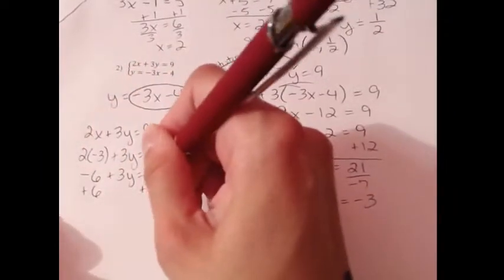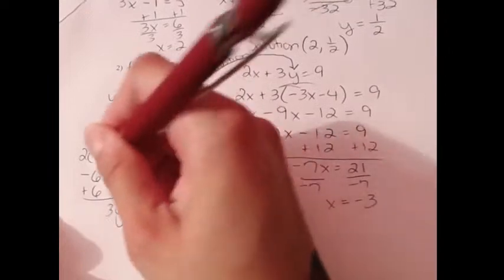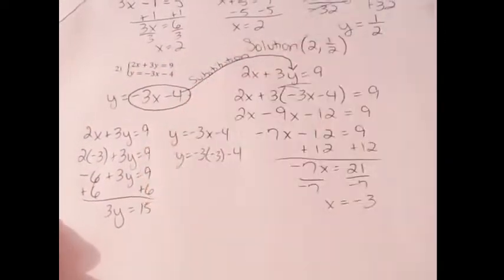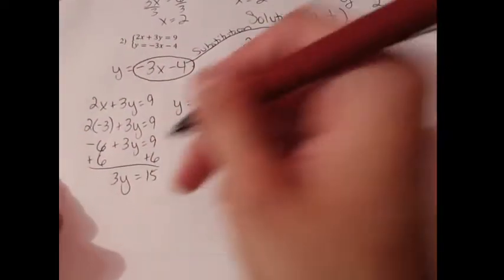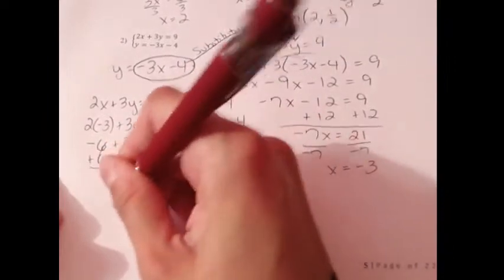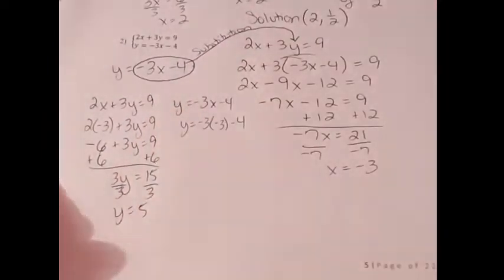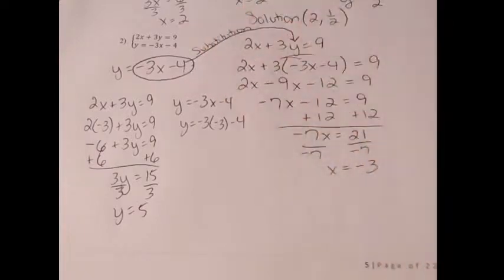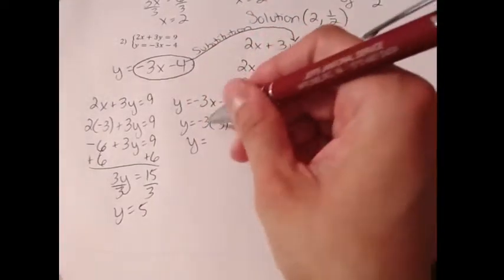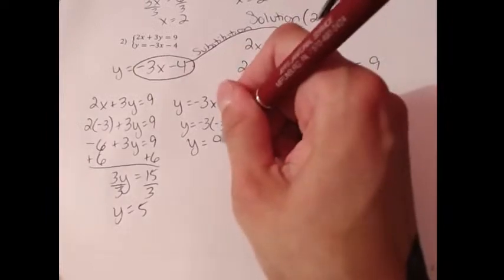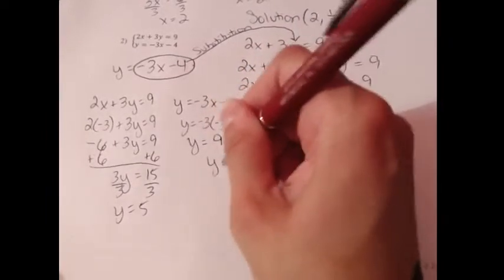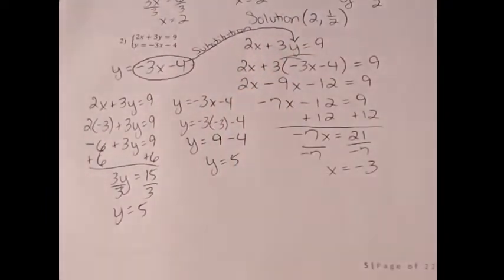Add the 6 to both sides. That leaves us with 3y is equal to 15. Divide both sides by 3. And we get y is 5. Cool. Let's verify that the second equation gives us the same. So y is equal to negative 3 times negative 3, which is a positive 9. And then 9 minus 4 is 5.